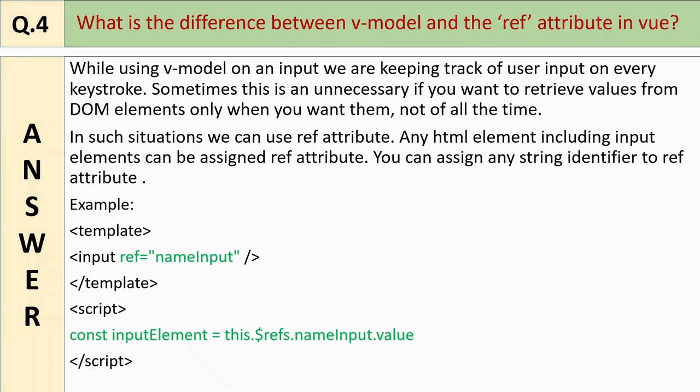What is the difference between vModel and the ref attribute in Vue? vModel is used on an input element to keep track of the user input on every keystroke. But sometimes it is not necessary, if you want to fetch values from the DOM elements only when the value is required. In such situations, ref is useful. The ref attribute can be assigned on any HTML element, and any string identifier can be assigned as the ref attribute value. An example is shown below.